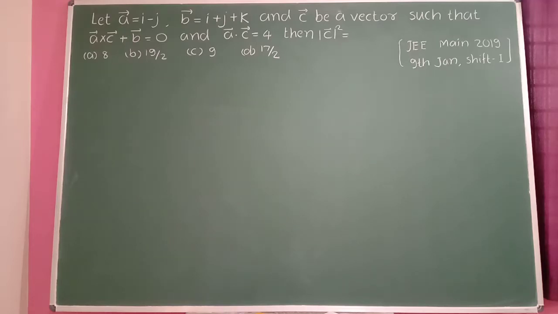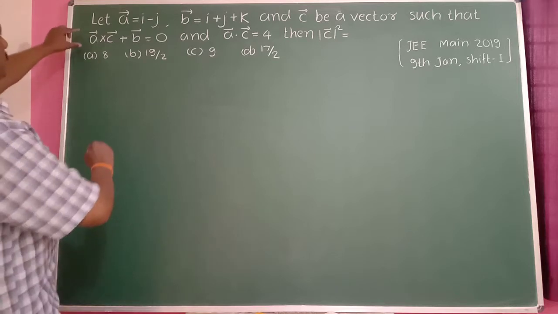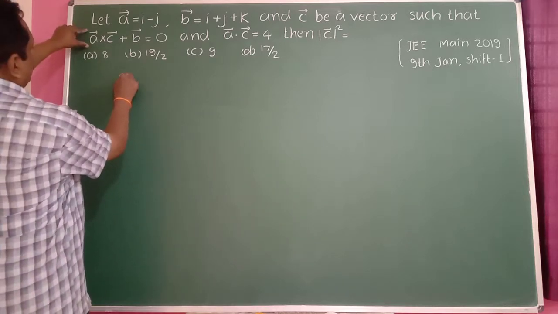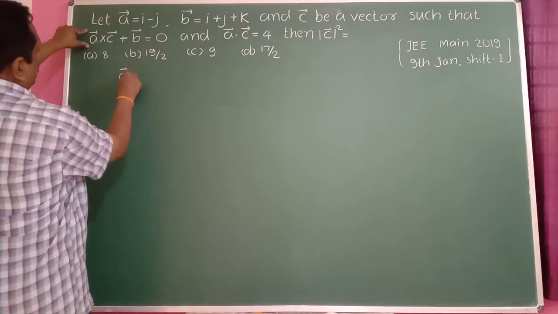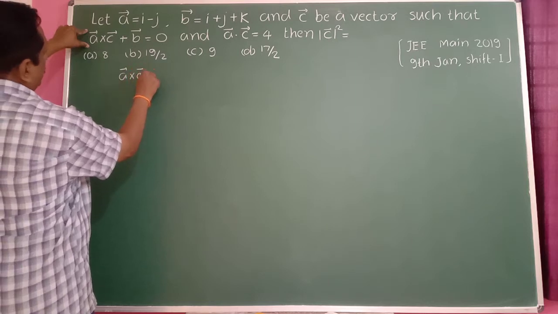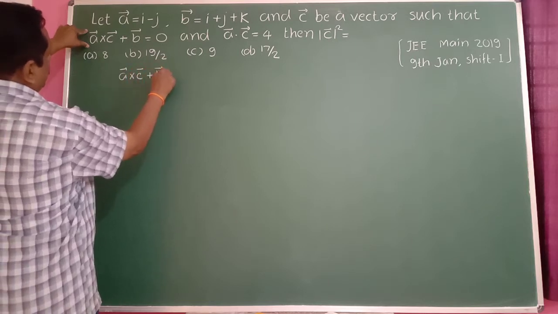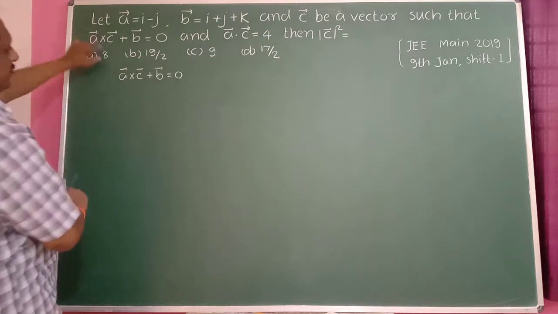Let a bar equal i minus j, b bar equal i plus j plus k, and c bar is a vector such that a bar cross c bar plus b bar equals the null vector 0. Then a bar dot c bar equals 4. Then what is modulus of c bar square? In this case, this is the given equation: a bar cross (c bar plus b bar) equals 0.